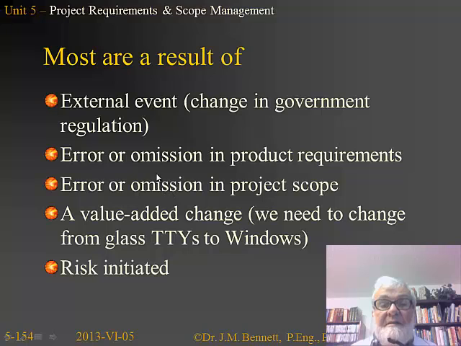Most scope changes are basically the result of an external event, such as a change in government regulation, possibly a change in the marketplace. They could be an error or omission of product requirements that we missed that we have to get back on track again, the same with the project scope. They could be a value-added change.